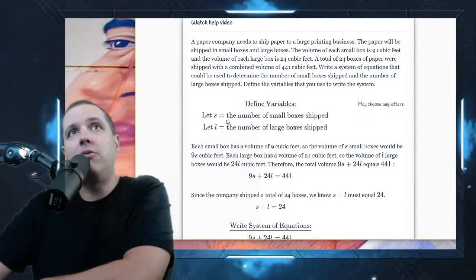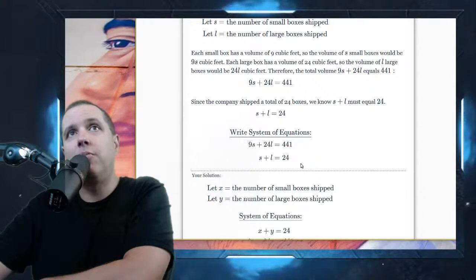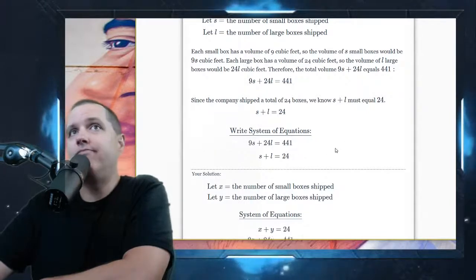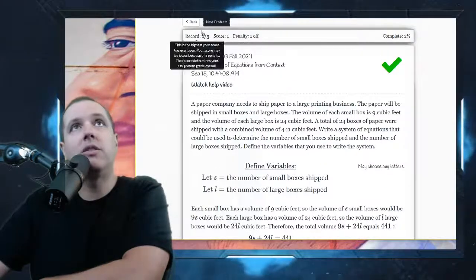So then that's exactly what we did, right? We set up our variables just like this, and then we constructed some equations. The total number of boxes is 24. The total volume shipped is 441. That's all that one means. Okay, I think we have time to do one more. Let's try that.